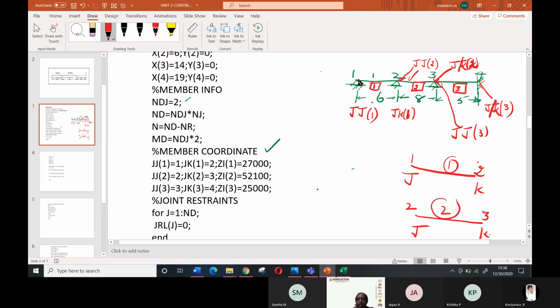You look at this here. That is, it is joined. The first member is connected to 1 and 2. Second member is 2 and 3. Third member is 3 and 4. So I am giving here, see here.